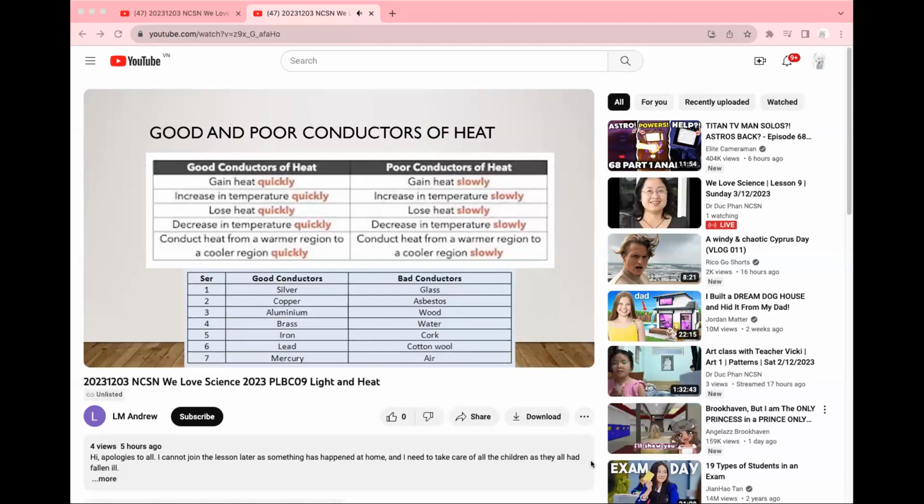Woolen jackets trap air around our body. As air and wool are poor conductors of heat, heat produced by our body is not easily lost to the surroundings. Hence, wearing a woolen jacket keeps us warm during cold days.